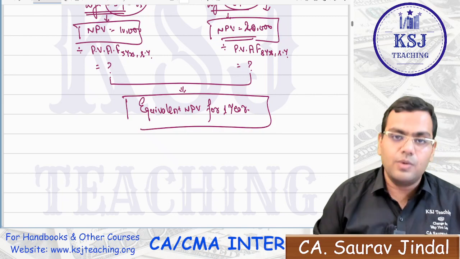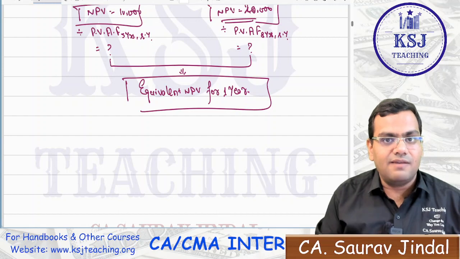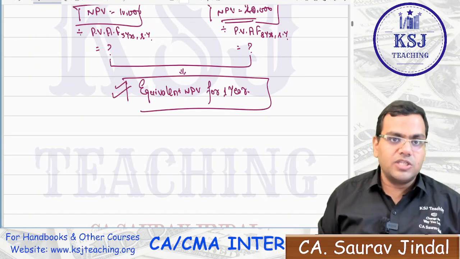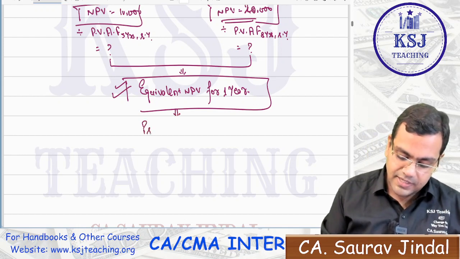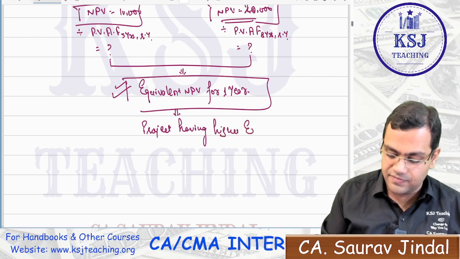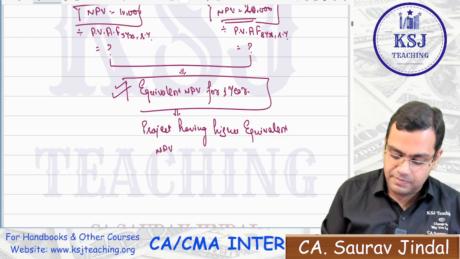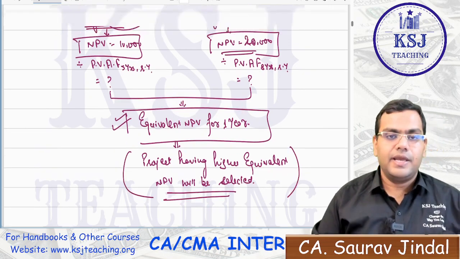Now you can compare both the projects, whether to go for project A or project B. Whichever project has the higher equivalent NPV, go for that project, sir. The project having the higher equivalent NPV will be selected. Clear? Any doubts in this thing?